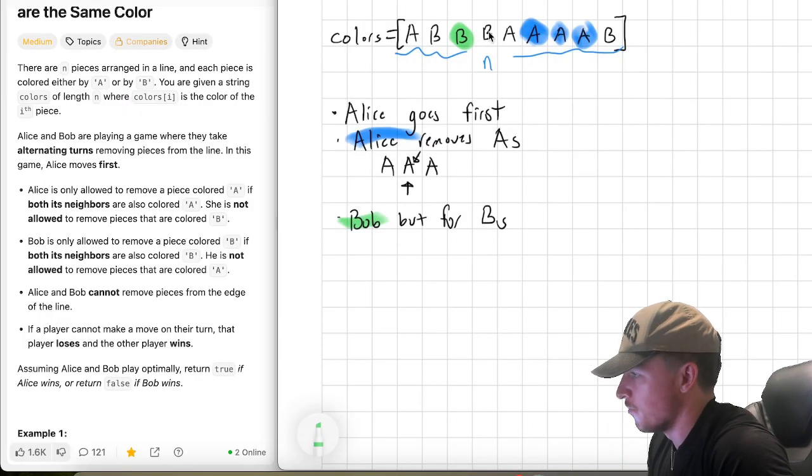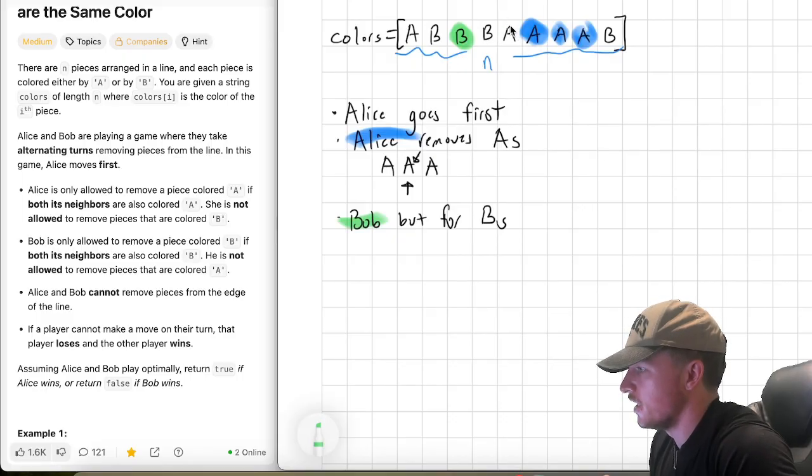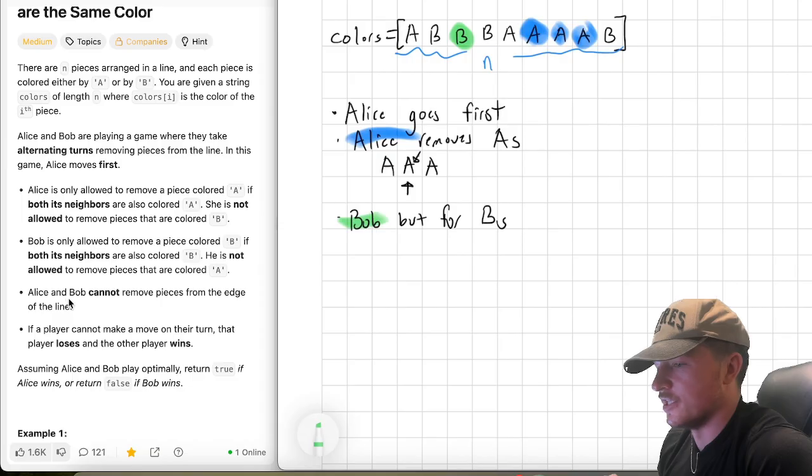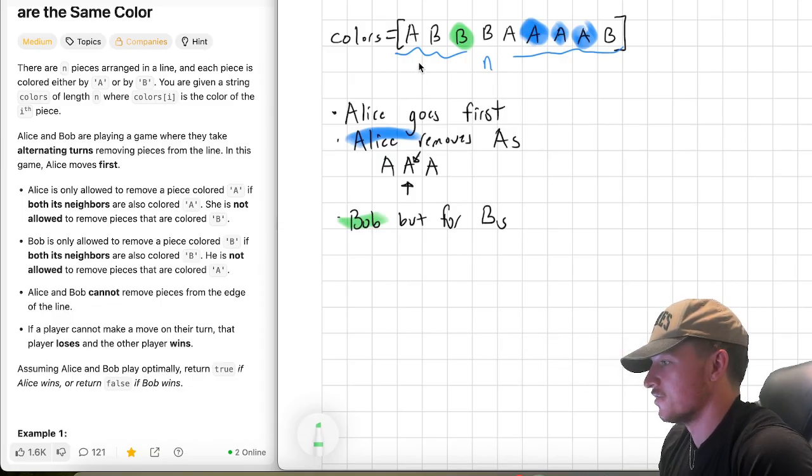All right. Can Bob remove this B? No, because both neighbors need to be B. Can't remove A's. Can he remove this B? No. Now, one kind of weird thing to notice is, see this rule right here, you can't remove pieces from the side, the edges of the line, because there's no neighbor, right?